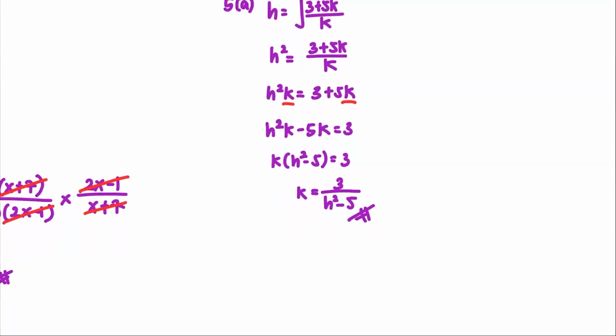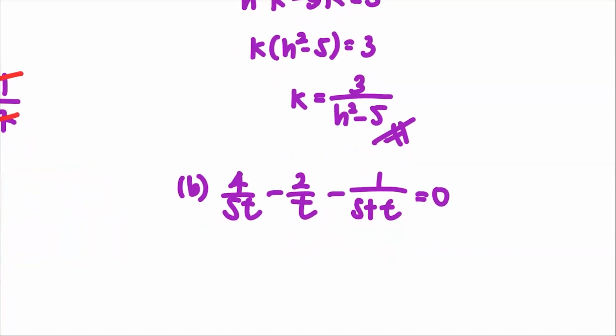Part B. Now, for part B, the question is this: 4 over 5t minus 2 over t minus 1 over s plus t equals 0. Now, notice one thing. All three denominators are very different, but notice that this one in particular, the two t's are pretty similar, but this one is slightly off.